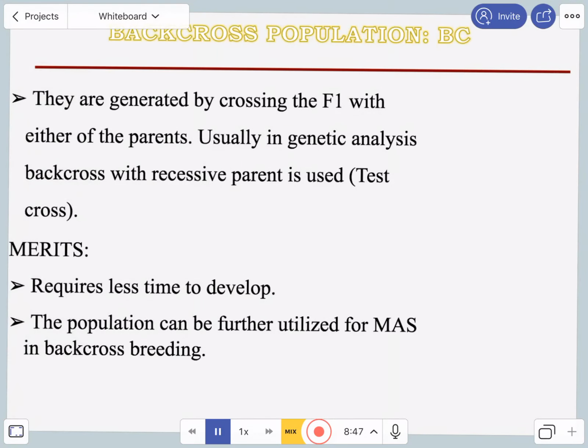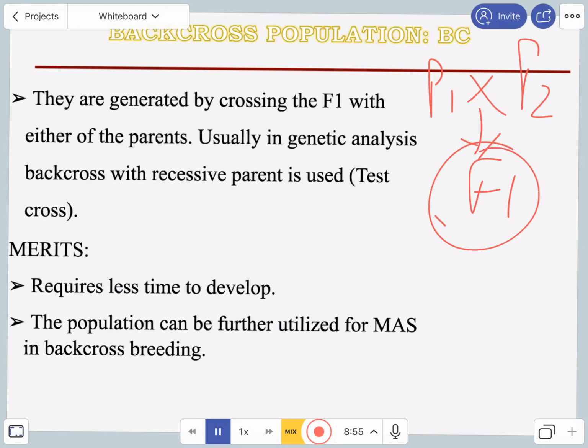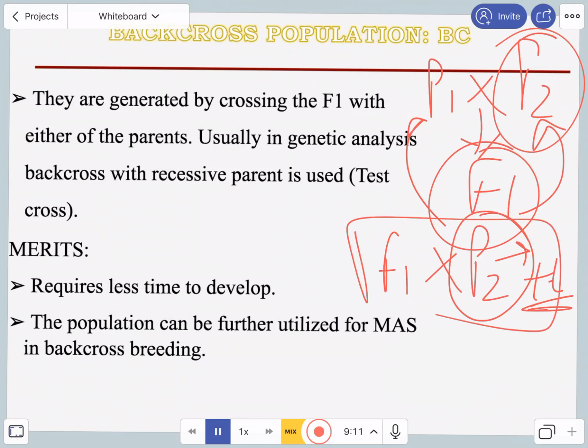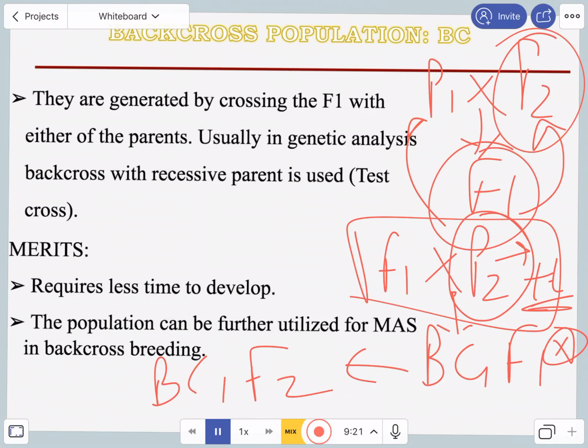Next is backcross populations. Backcross populations are generated by crossing P1 and P2. We get F1. When F1 is crossed with either of the parents, the recurrent parent, suppose F1 into P2, usually we take the recurrent parent which is recessive type, just like a test cross. With this we get the BC1F1 generation, and on selfing this we get the BC1F2 generation. That is how we get backcross populations.